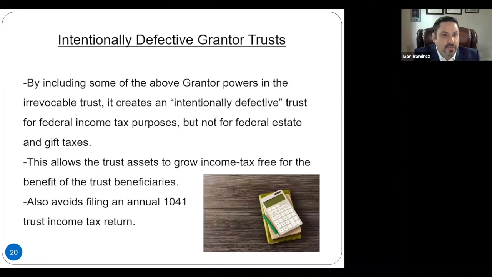And again, the reason for this is that it allows the trust assets to grow income tax free for the benefit of the trust beneficiaries, in this case the grandkids, all right? And again, it avoids having to file the annual 1041.